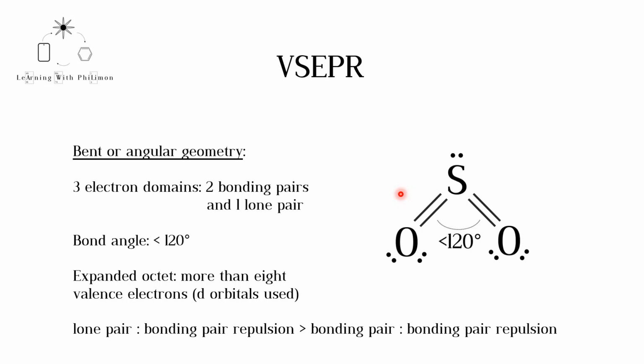Around the sulfur atom, there are 3 electron domains, 2 bonding pairs, and 1 lone pair. The geometry is similar to the previously mentioned trigonal planar geometry. However, the lone pair of electrons has a higher electron density than a bonding pair. There is greater repulsion between the lone pair of electrons and the SO bond than between the 2 SO bonds. Therefore, the bonding pairs are pushed closer together than 120 degrees. The bond angle in sulfur dioxide is 119 degrees, but this may be different in other bent molecules.